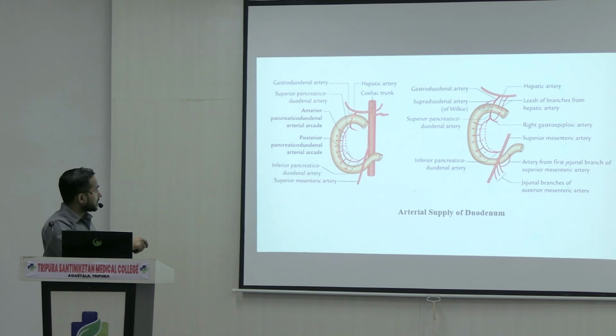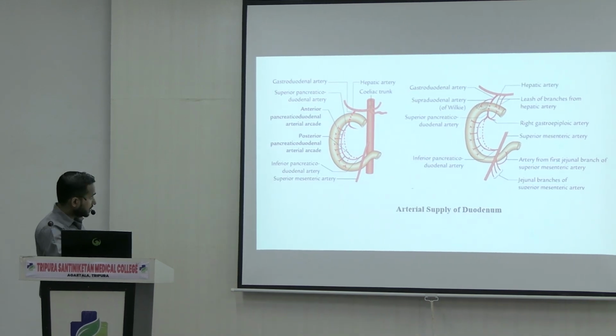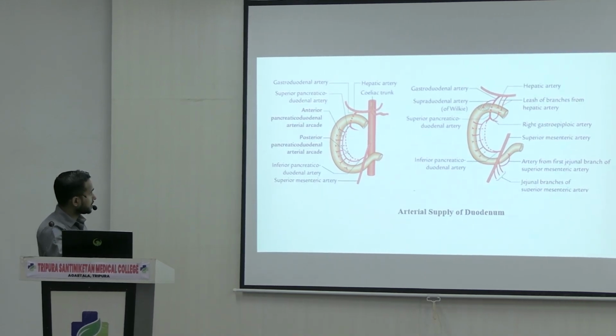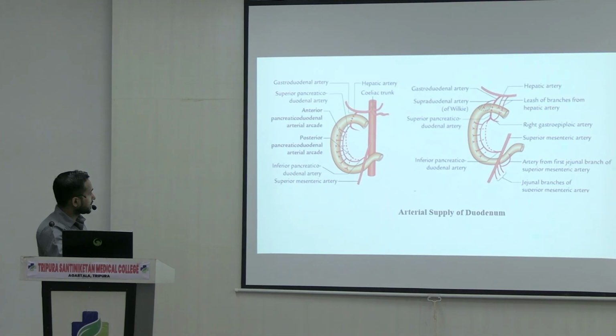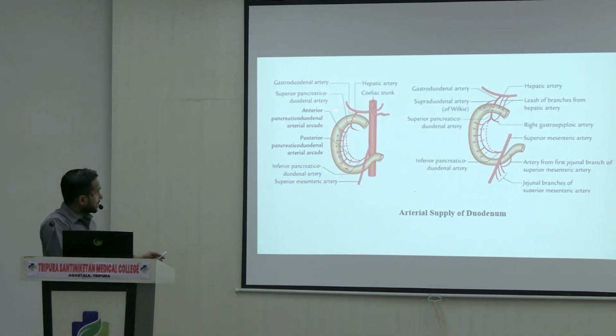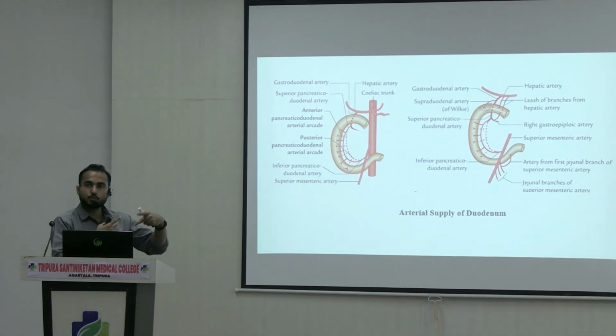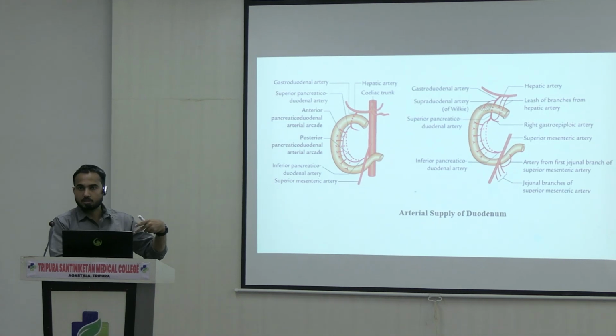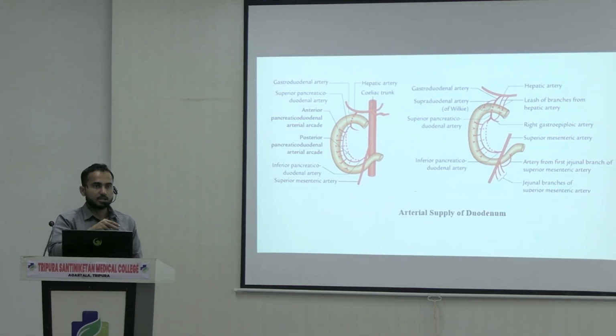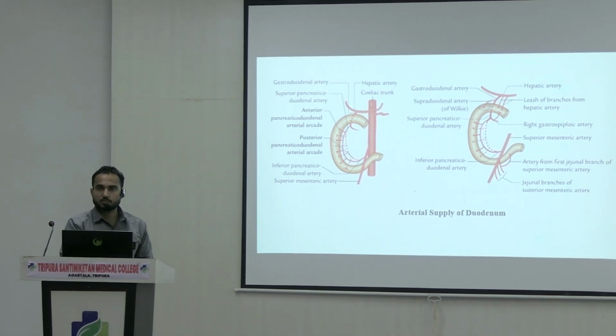As you can see, the superior pancreatico-duodenal artery, and from here you are getting the inferior pancreatico-duodenal artery. This is the inferior pancreatico-duodenal artery, this is the superior pancreatico-duodenal artery. Now, these two arteries, as I said, will give two branches over here into the concavity of the duodenum. That is the anterior branch and posterior branch.